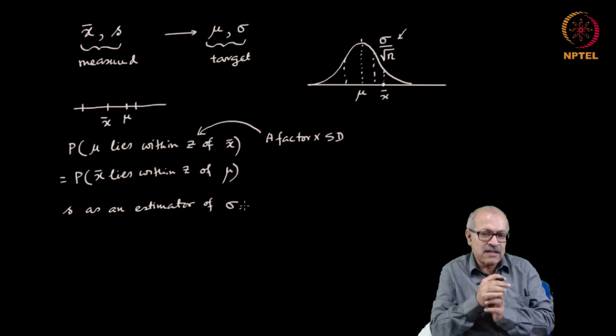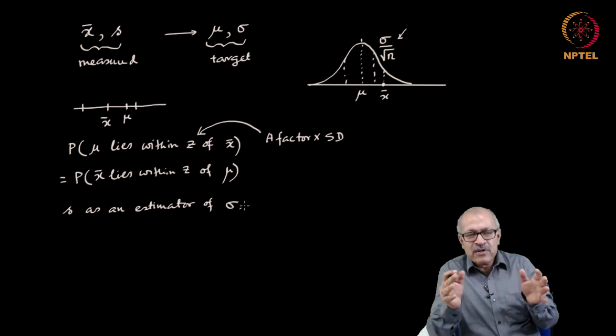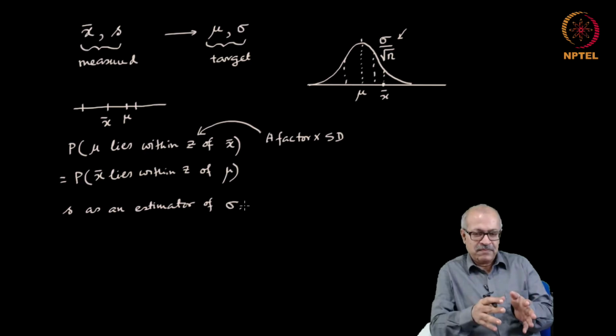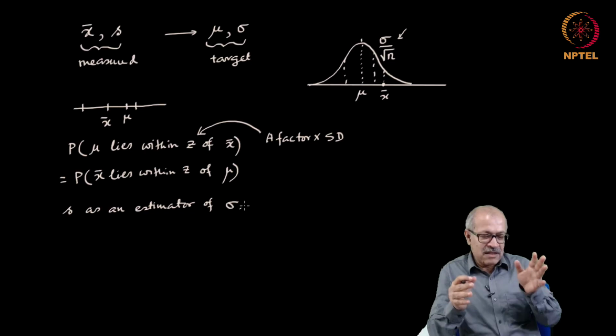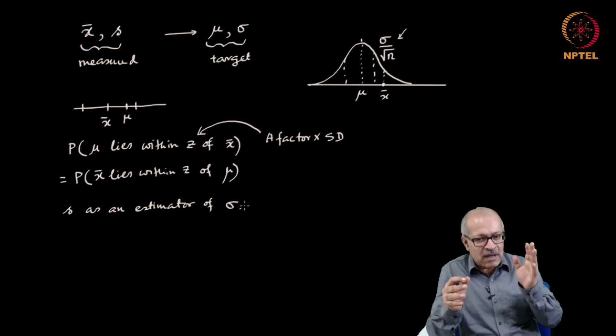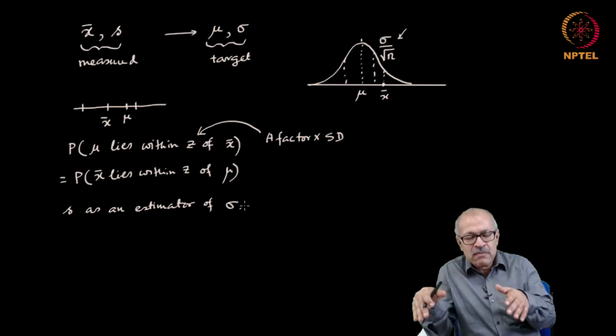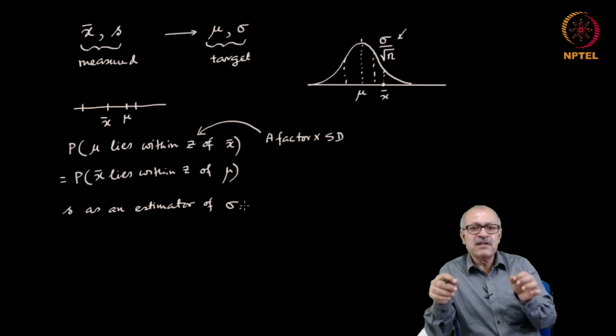The logic is that if the number of samples is reasonably large, then we have seen that the central limit theorem claims that the distribution of the means will be almost a normal distribution.